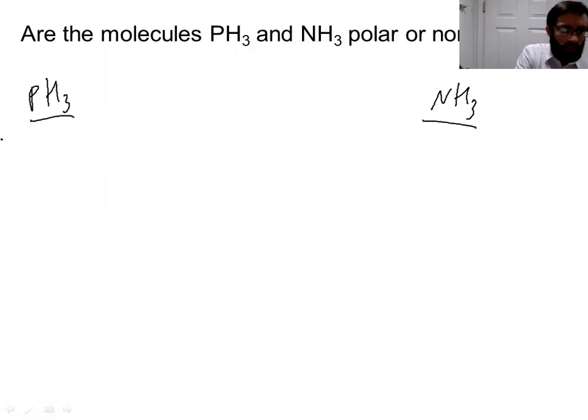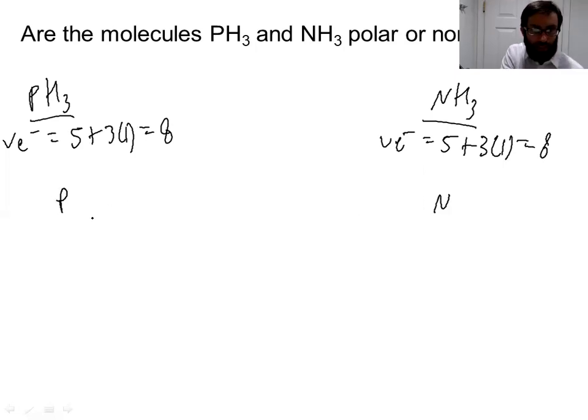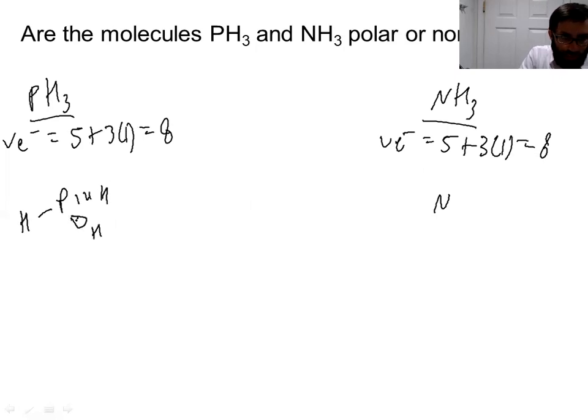So valence electrons first, right? 5 for phosphorus, it's in group 5, and 1 for hydrogen, so that's going to get me 8 valence electrons. Turns out these are isoelectronic, meaning they have the same number of valence electrons, so they both have 8. Okay, central atom has to be phosphorus and nitrogen respectively. Hydrogen never can be the central atom. And if you go through this, these are going to be the Lewis structures.